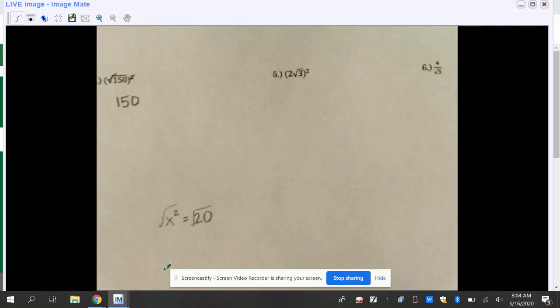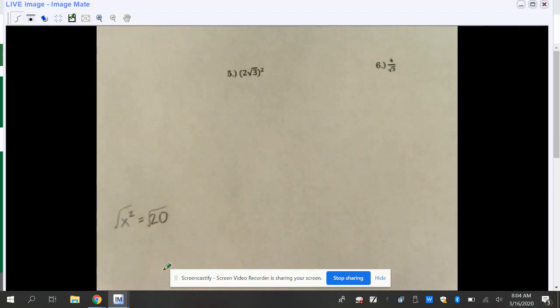Now I want to show you for number 5 the actual mathematical way to do it, but you are always welcome to use your calculator on these. If you're not 100% confident, then just type it into your calculator and I'll show you that too.